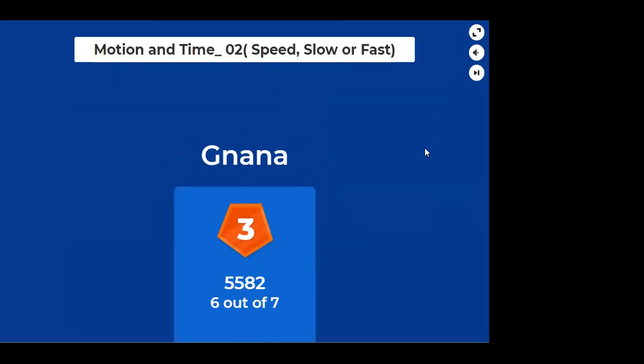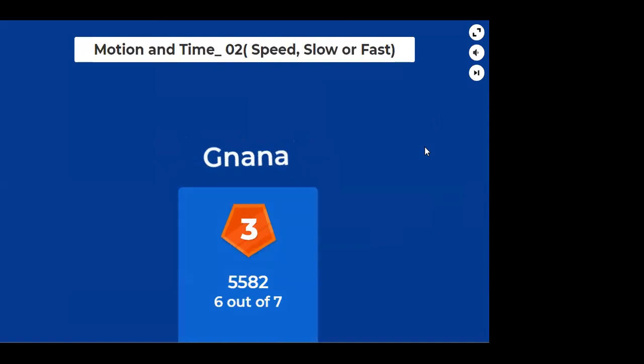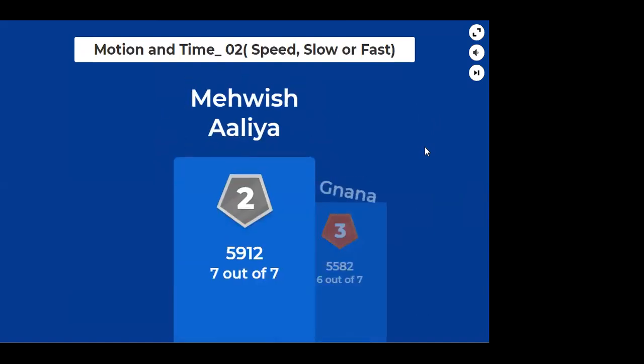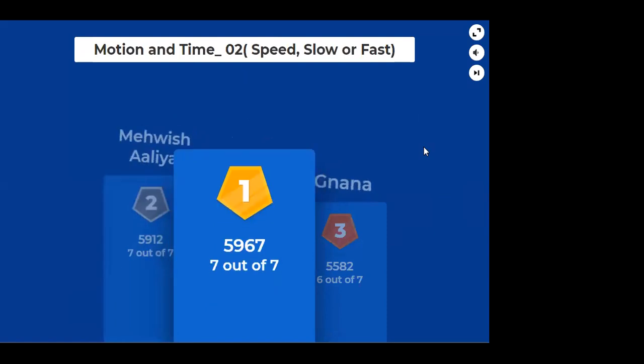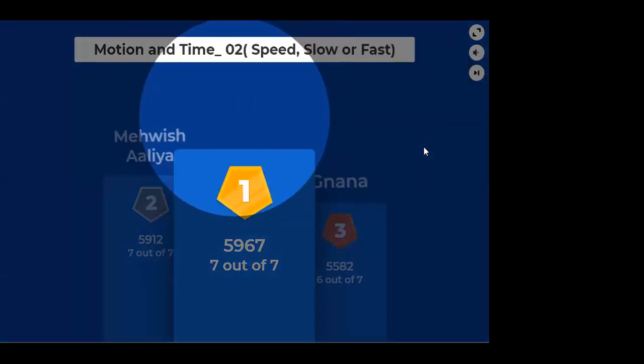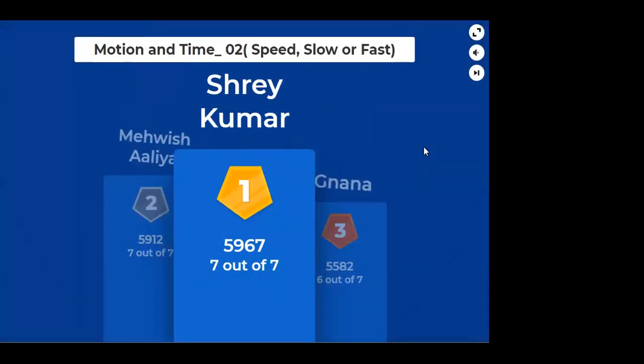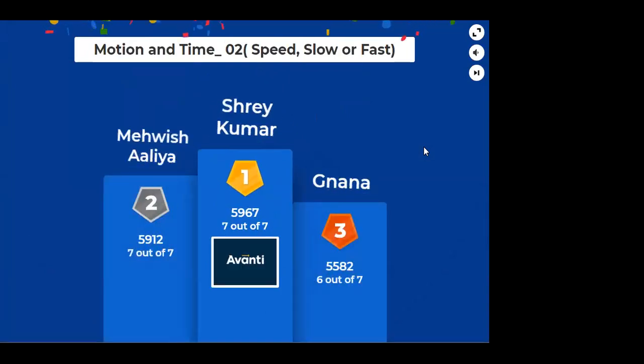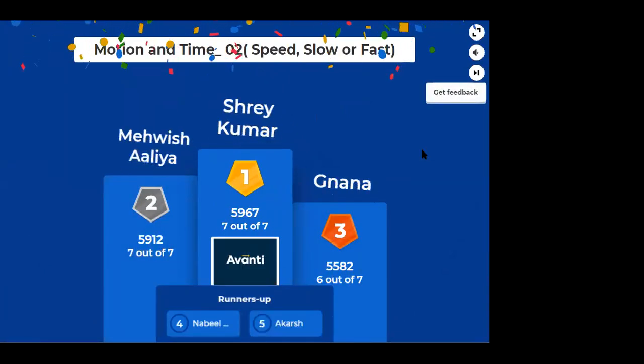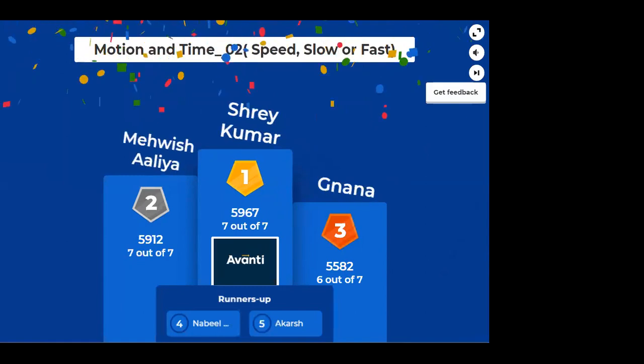Let's see the podium, guys. Third, very good. Ministry, 6 out of 7. Alia, very good, 7 out of 7. Shreya, very good, 7 out of 7. Nabil, 4th, Akash, 5th. Okay, very good, everyone.